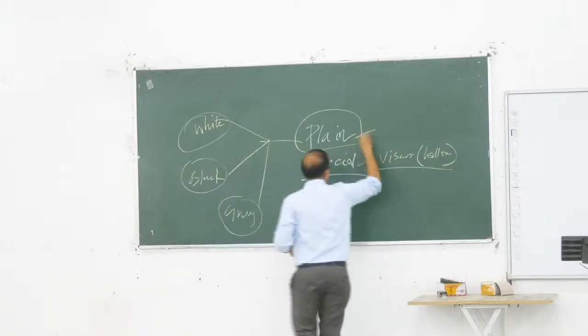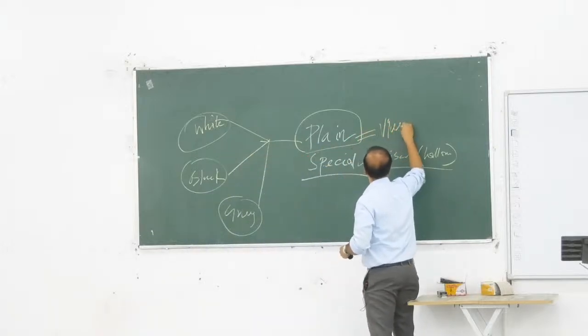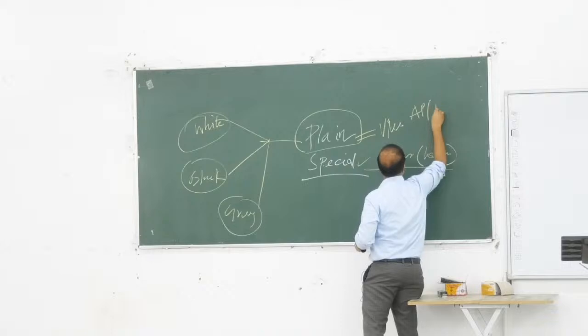The X-ray plain plate has kinds of views, which we call AP or PA.